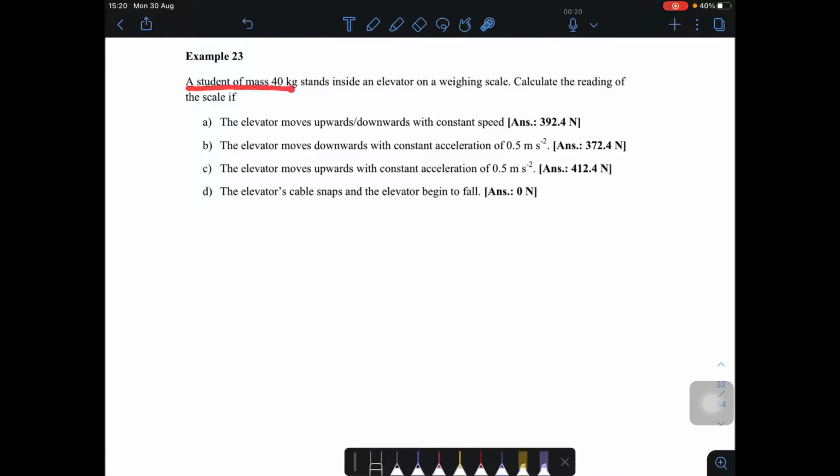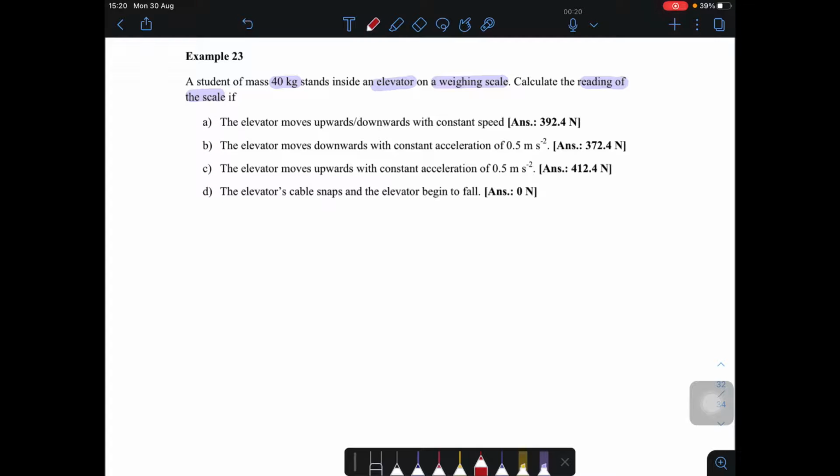Now let's look at example 23. A student of mass 40 kg stands inside an elevator on a weighing scale. Calculate the reading of the scale for the 4 different situations given here. So basically we have a student with 40 kg mass in an elevator, and we want to know the reading of the scale in each situation.